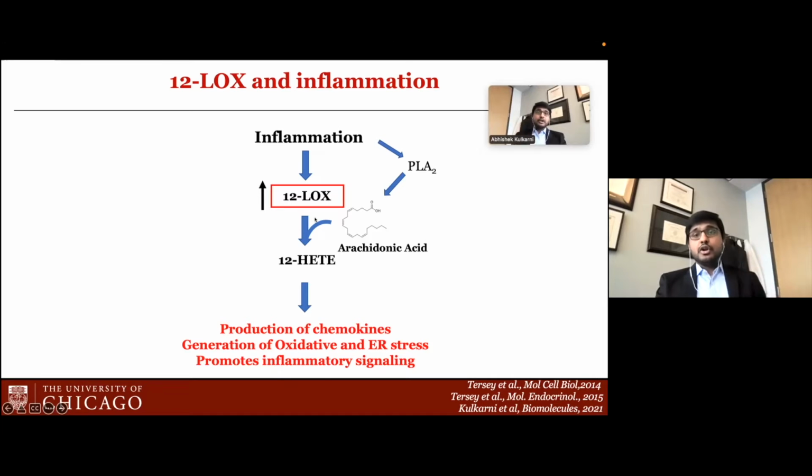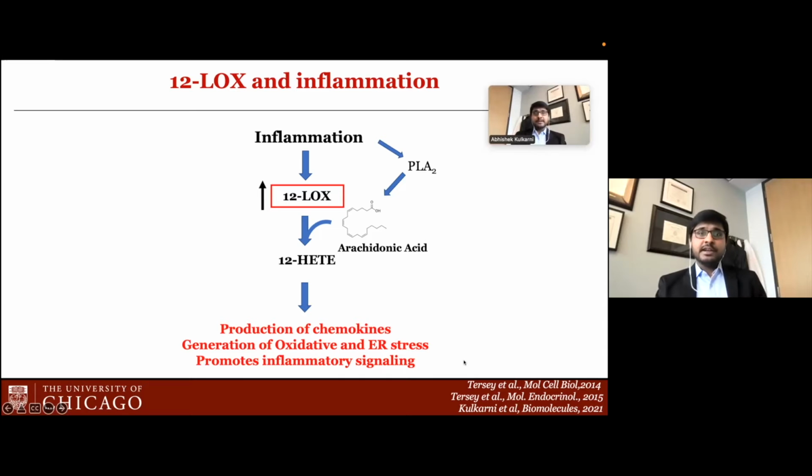So when 12-LOX acts on arachidonic acid, it leads to generation of a pro-inflammatory eicosanoid product known as 12-hydroxyeicosatetraenoic acid, or simply we call it 12-HETE. Both 12-LOX and 12-HETE signaling is known to contribute to inflammation in a variety of tissues, including the pancreatic islets. And the proposed mechanisms include production of chemokines, generation of oxidative as well as ER stress, as well as activation of signaling pathways of inflammation.